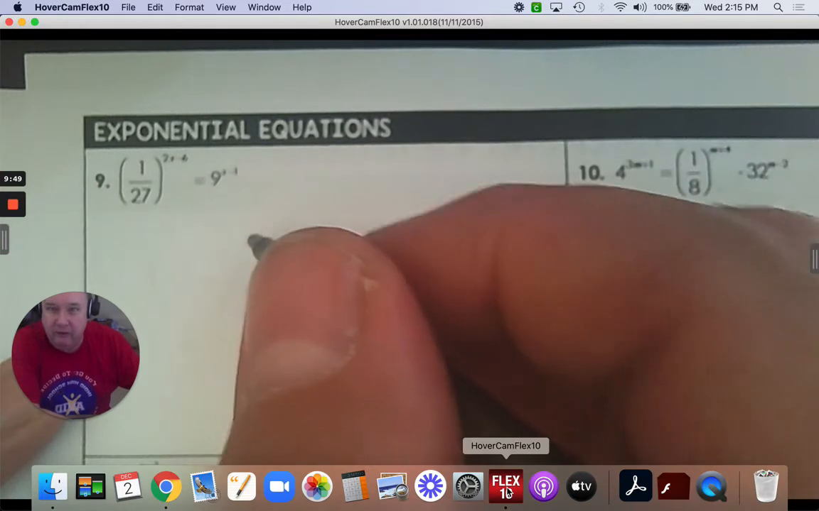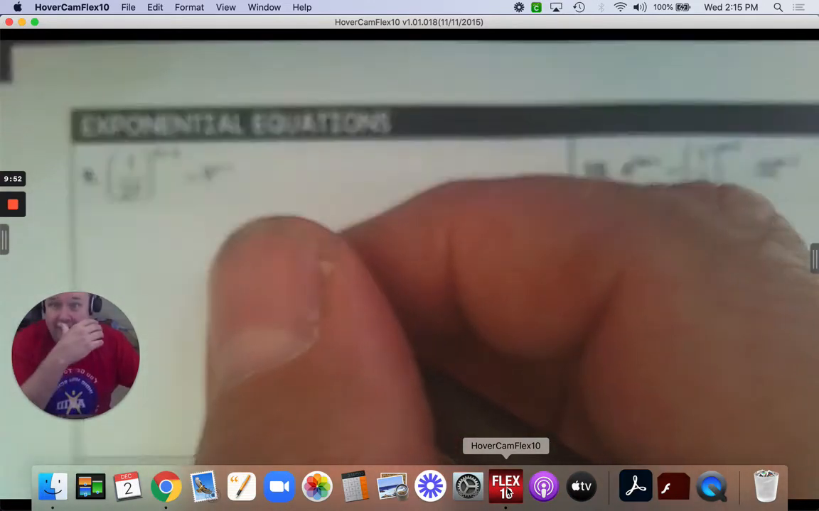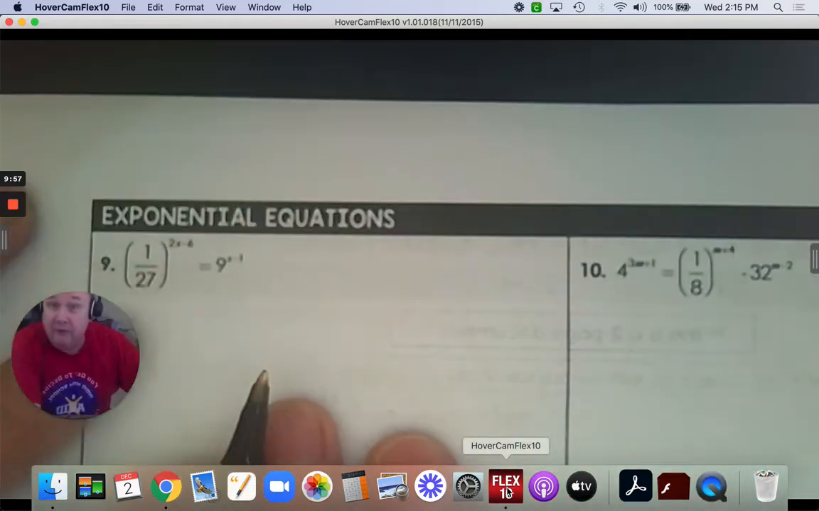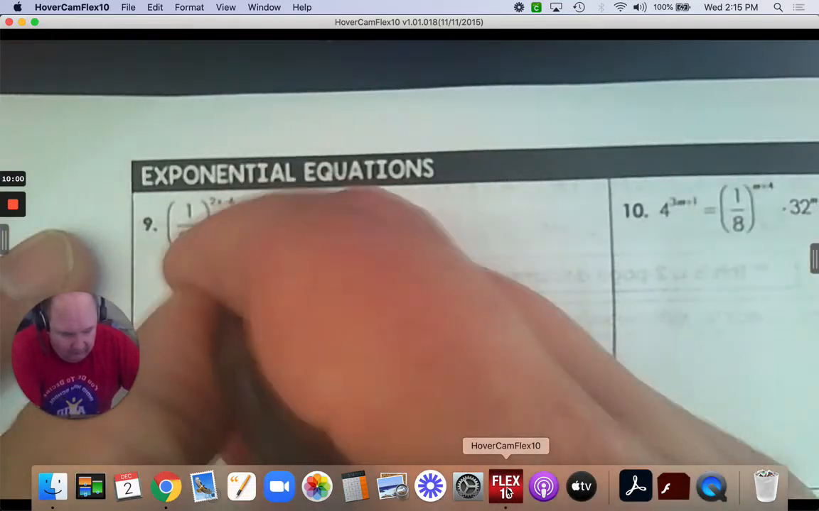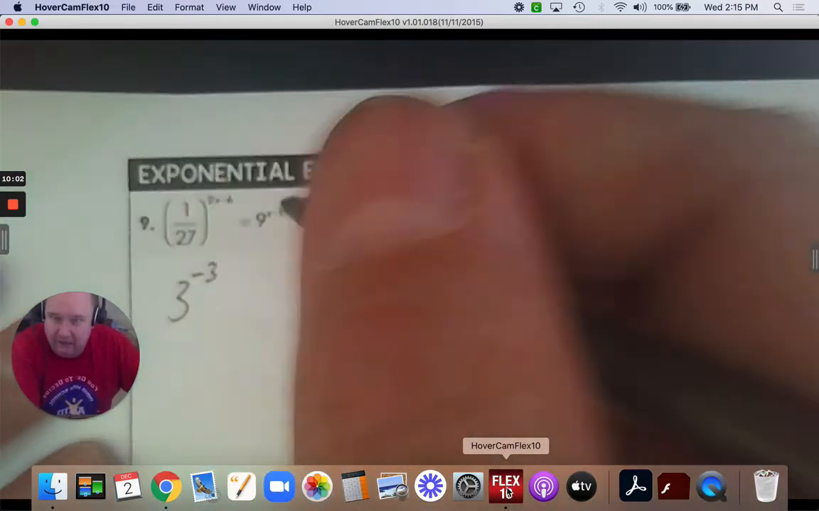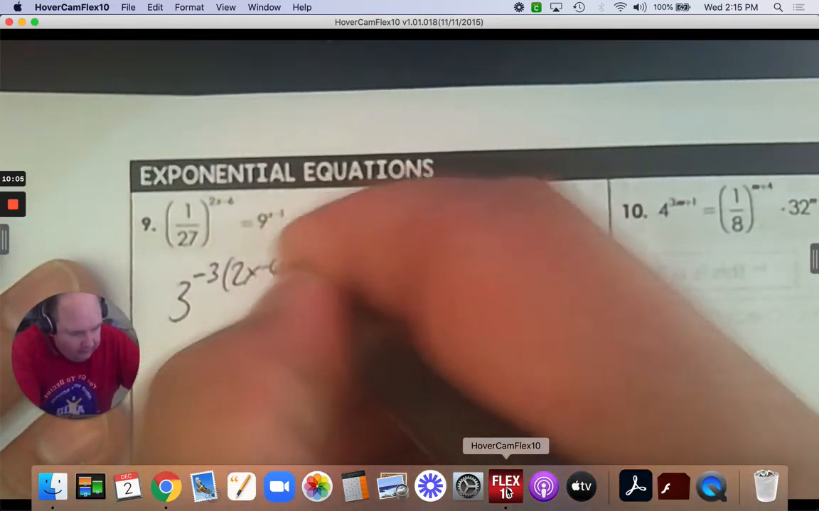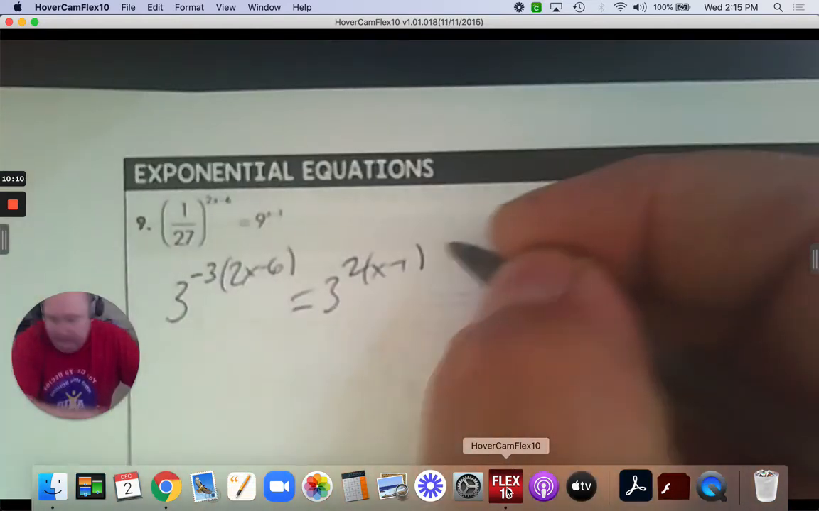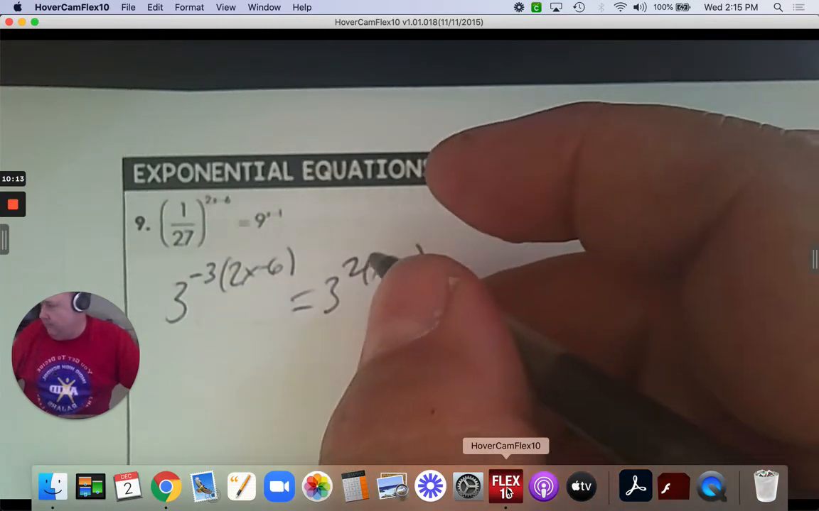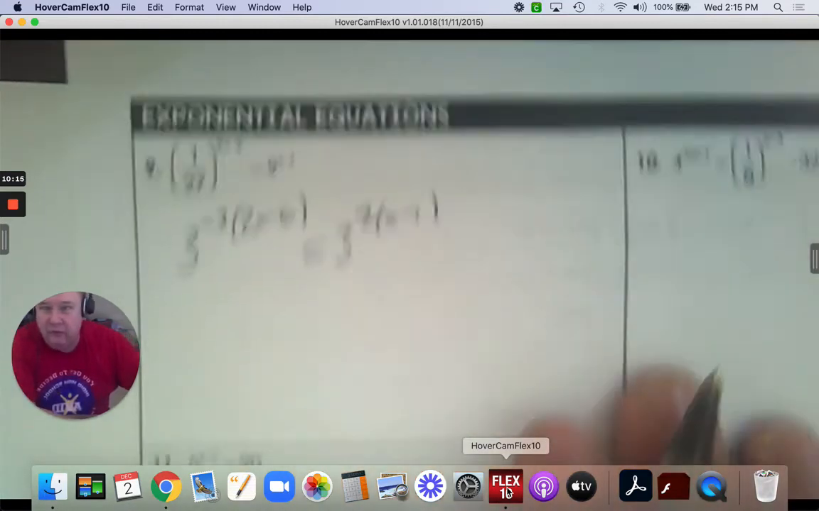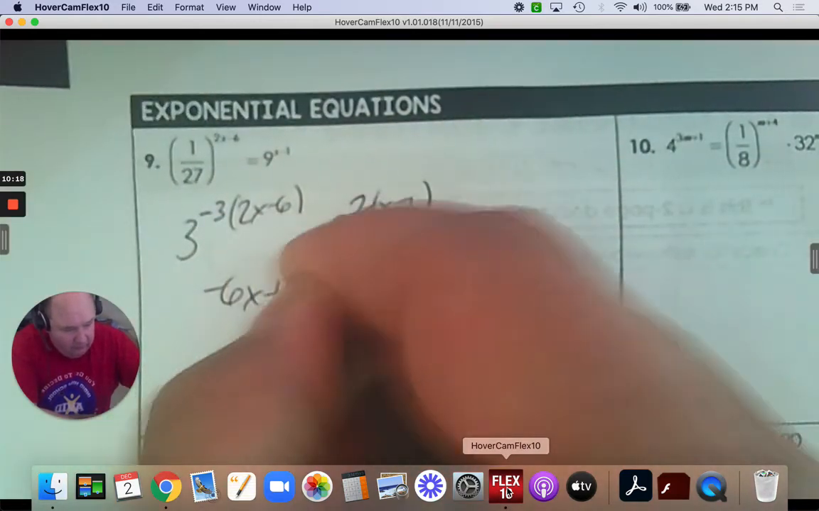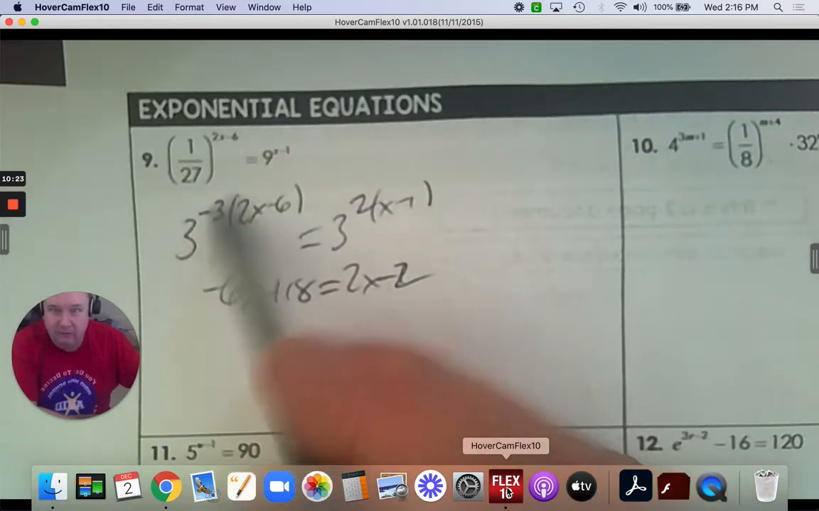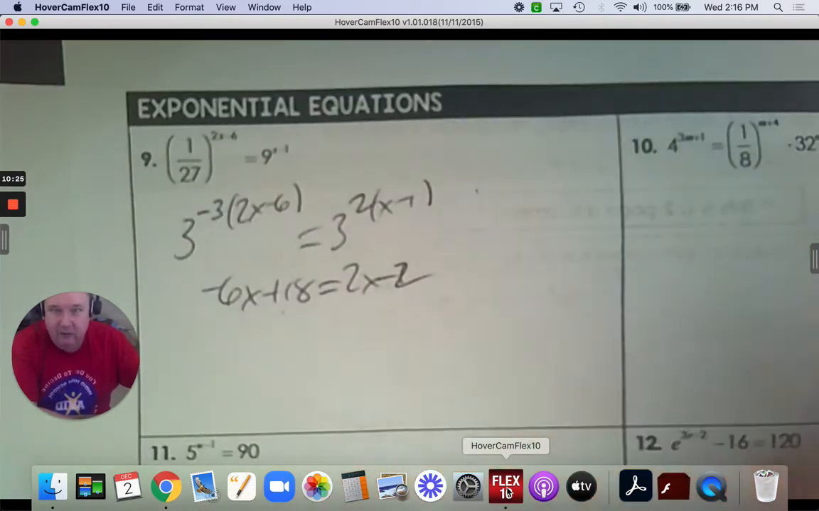These are exponential equations where you may or may not need logarithms. You could always use logarithms, but if you don't have to, you don't have to. So for this one, I can make the base the same. 27 is 3 to the exponent negative 3. And there's a 2x subtract 6 in the exponent. 9 is 3 squared, and there's an x minus 1 there. Once the bases are the same, just make the exponents equal to each other. And I'm distributing as I am going. So to get rid of the parentheses, multiply it. And now combine like terms and solve it.